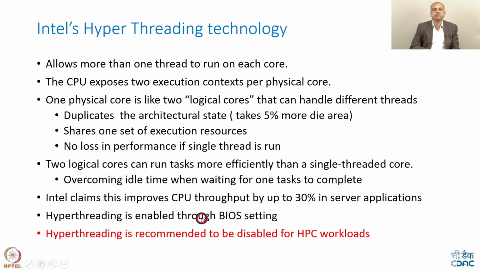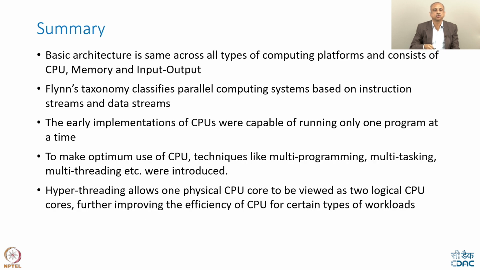Now, this setting of whether to allow hyperthreading or to disable hyperthreading is done through the BIOS setting. That means while booting the system you have to enable it. For HPC workloads, typically hyperthreading is disabled, because as we will see later, in the HPC stack of a cluster, the resource manager manages the threads on a CPU, hence hyperthreading is disabled, but in normal desktops hyperthreading can improve the performance.